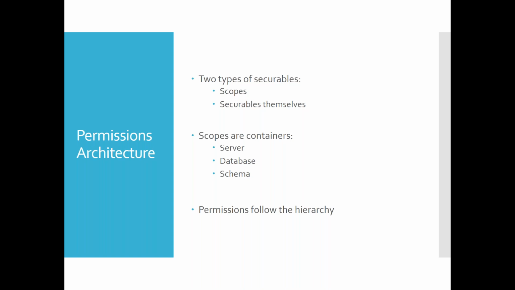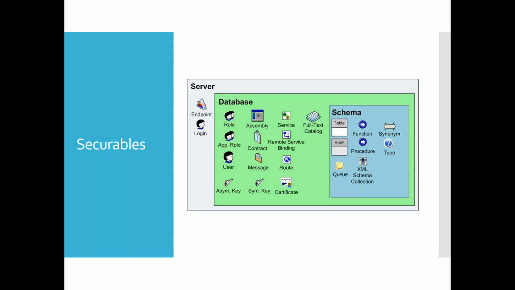Now, I know that's a little hard to understand with just words. So back in the 2005 days, I did this very quick graphic, which shows the 3 scopes: server, database, and schema. It shows how there are securables outside of the lower level scope. For server, for instance, I list endpoint and login. Then you see database, and a bunch of things in database that aren't within the schema scope, for instance your asymmetric key, your symmetric key, your certificates if you're doing encryption. But then within your schema, you have your tables, your views, your functions, your stored procedures.